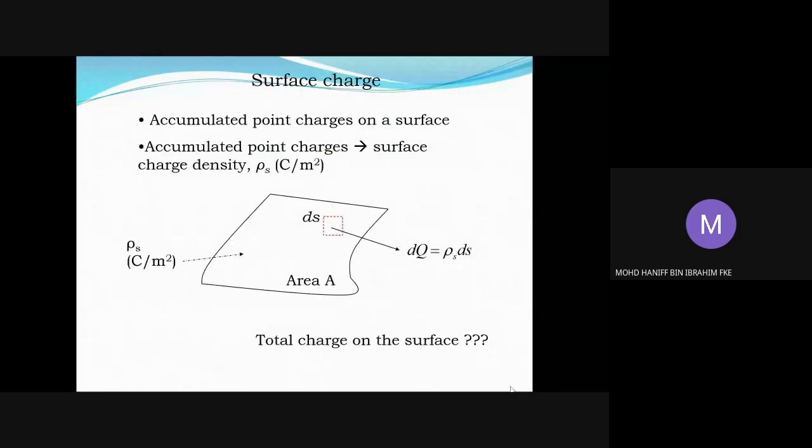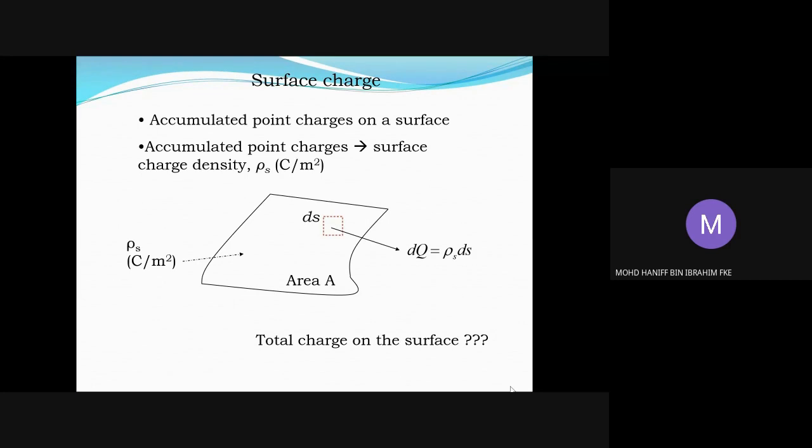All right, let's have a look at the third type of charge distribution. Okay, so we have the third one, which is a surface charge structure. For the previous case of line charge, the charge is accumulated on a line. For surface charge, we can see that the charge is accumulated on a surface. So we just change the structure from a line to a surface.